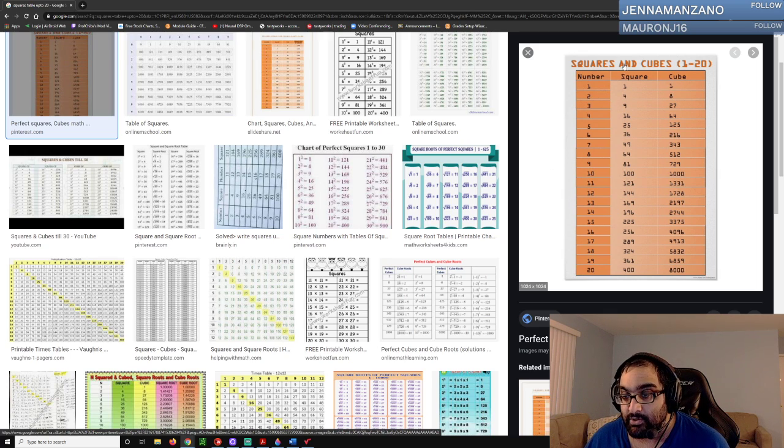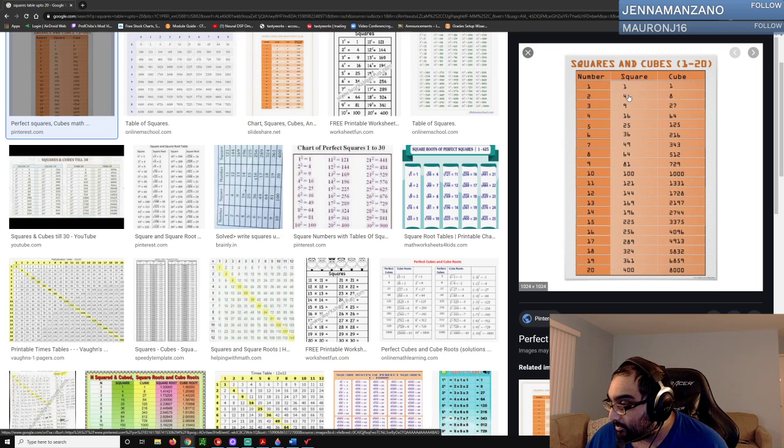And you can even apply this to cube roots once you get a little bit more advanced. But at least for now, if you go up to 20, which is the most common that you see in textbooks, and get to know this table a little better, you can easily figure out perfect square roots like there's no tomorrow.